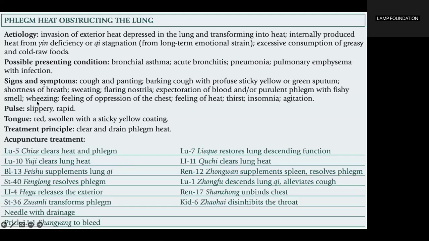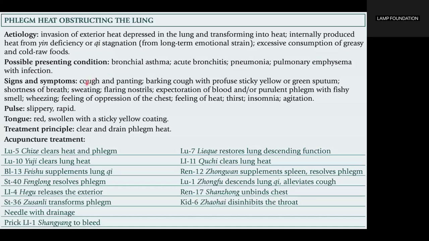So the etiology of phlegm heat obstructing the lung is invasion of exterior heat depressed in the lung and transforming into heat. Internally produced heat from yin deficiency or qi stagnation, from long-term emotional strain, excessive consumption of greasy and cold raw foods. Possible presenting conditions would be bronchial asthma, acute bronchitis, pneumonia, pulmonary emphysema with infection.